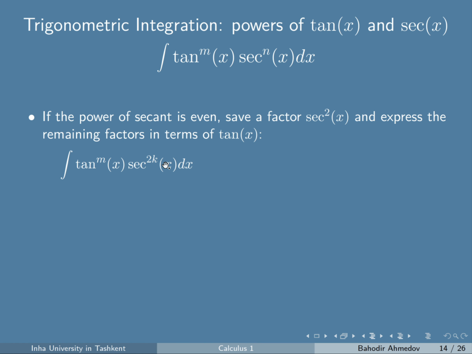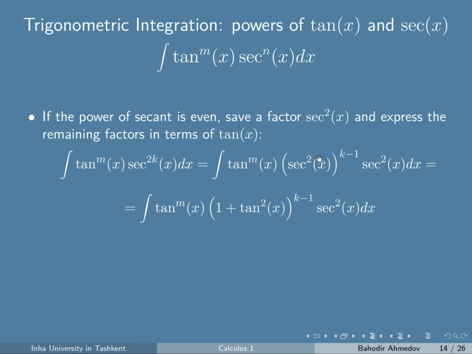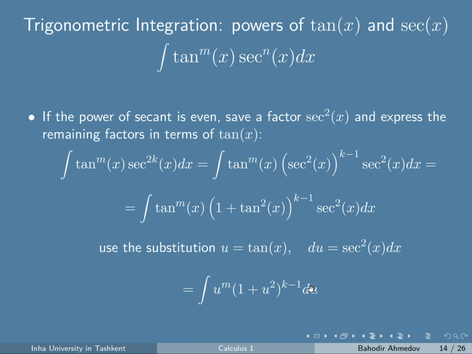And we're going to split off one secant squared separately. If you divide everything by the secant squared, it's going to be 2k minus 2, which you can write as secant squared to the power of k minus 1, right? And now we're going to express everything else in terms of the tangent, because we're going to introduce the substitution: u is equal to the tangent, du is equal to secant squared dx. So this term is going to be u to the power of m. This term is going to be 1 plus u squared to the power of k minus 1. And this term is going to be du, right?